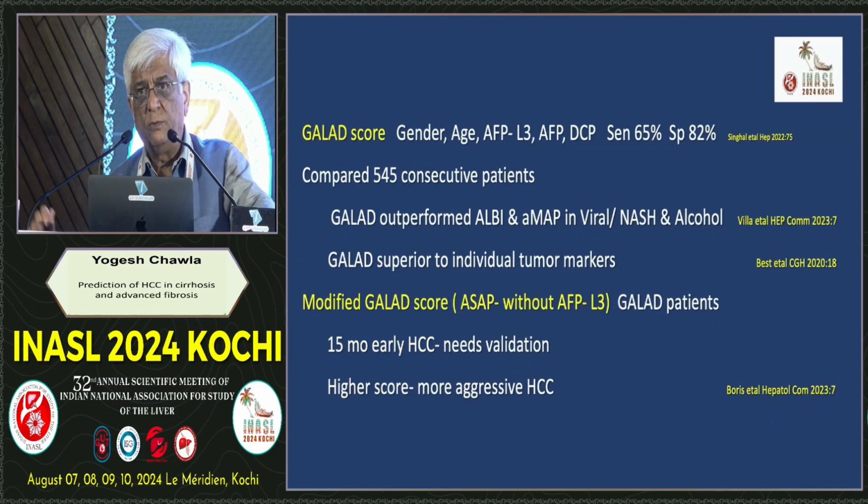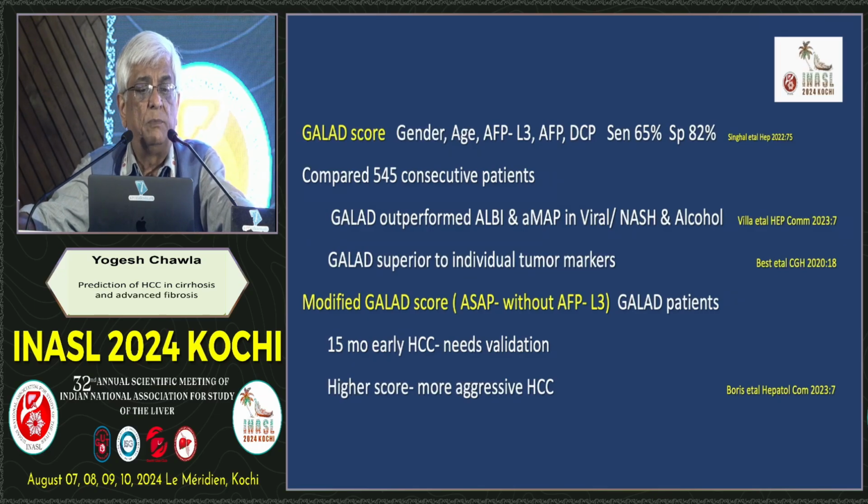But the one which has gained very high popularity is the Gellard score, which takes into account gender, age, alpha-fetoprotein L3, alpha-fetoprotein, and DCP, and has been found to have a sensitivity of 65% and specificity of 82%.